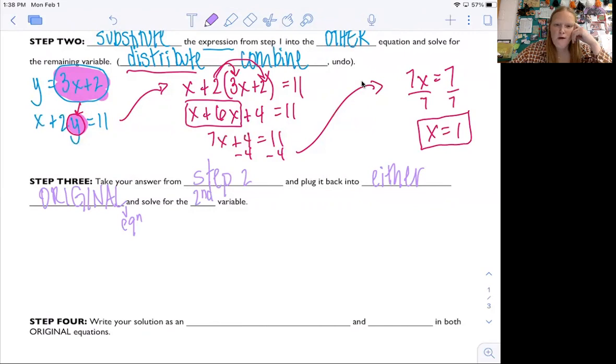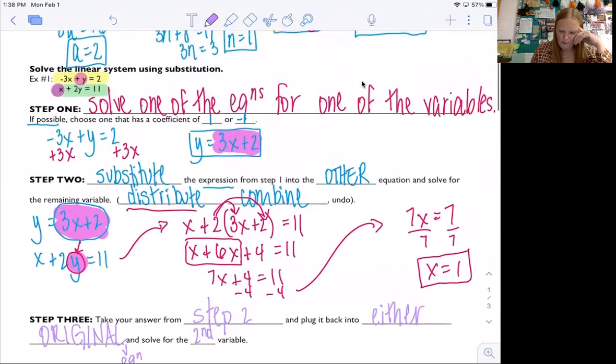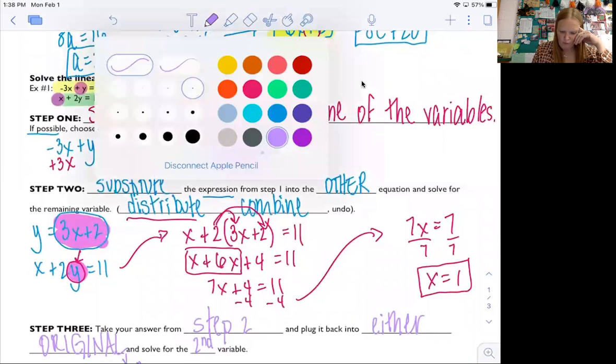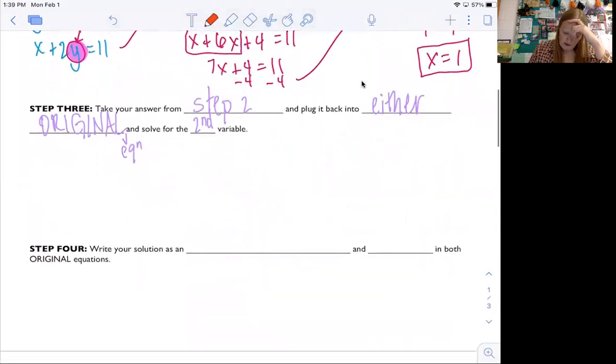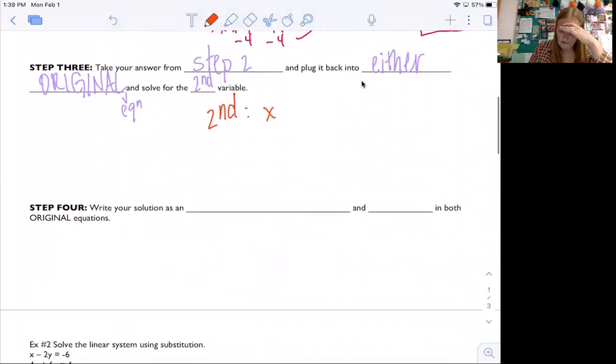Okay, so x is 1. I'm going to go back to my original equations up here, the ones that I highlighted. Okay, let's put a little box around those guys. And I'm going to plug 1 in, so one of those. Pick whichever one you want. I think it's easier to plug 1 in to the second one. Okay, so my second equation was x plus 2y equals 11.